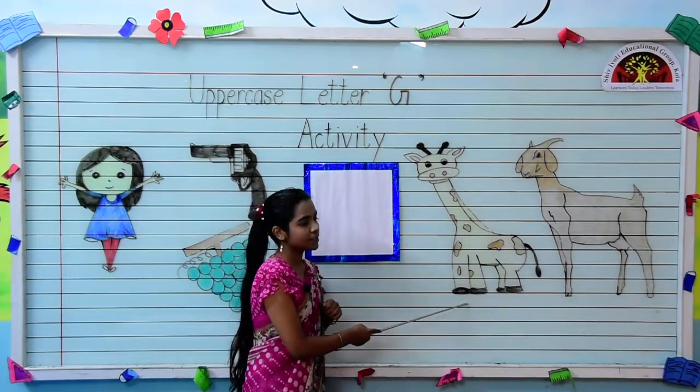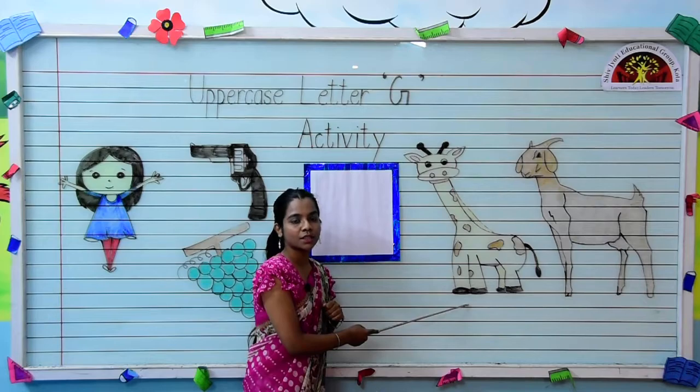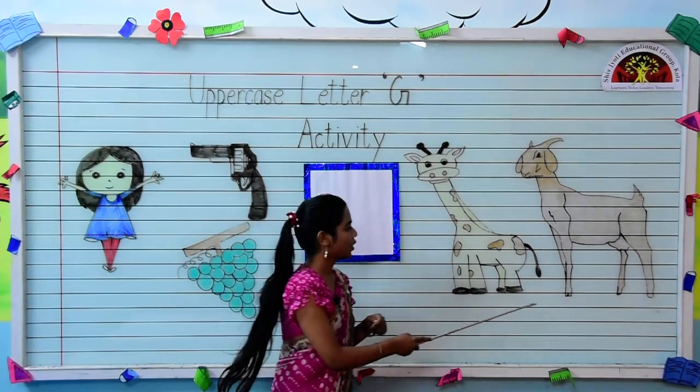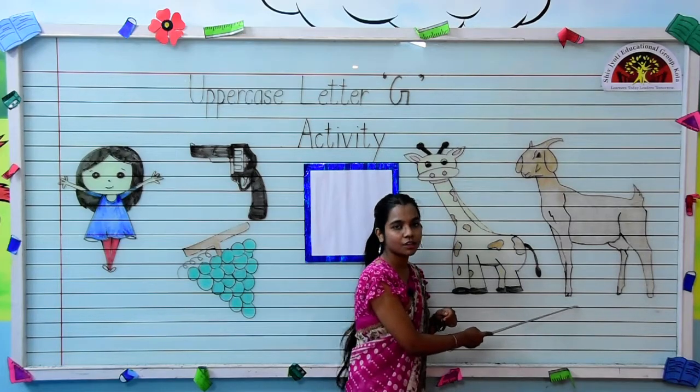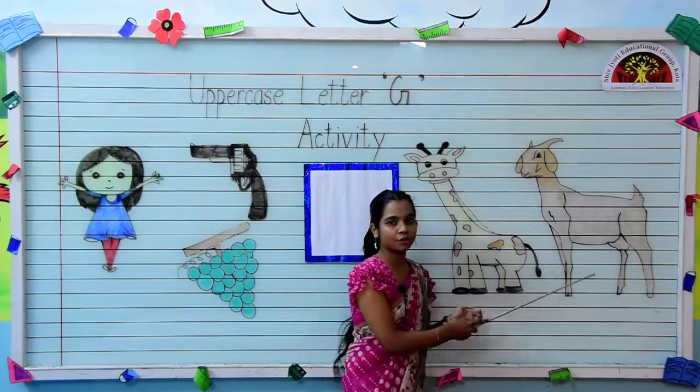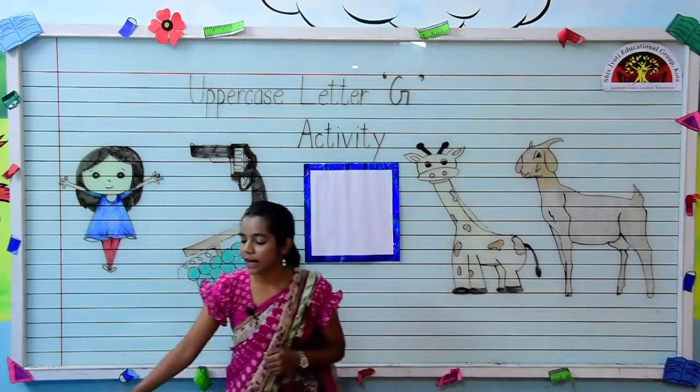What is this? This is a giraffe. G for giraffe. What is this? This is a goat. G for goat. So let's start the activity.